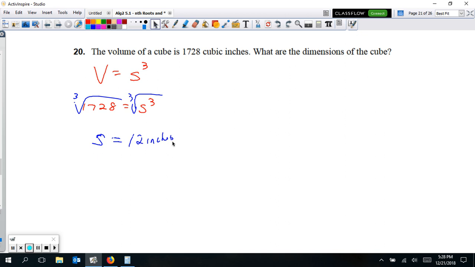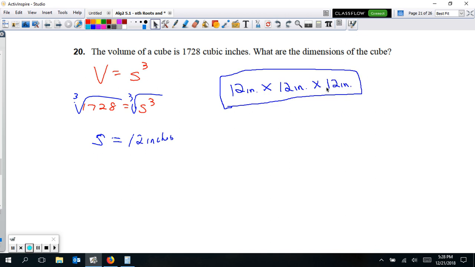So what are the dimensions of the cube? The dimensions are, three things really. It's just going to be 12 inches by 12 inches by 12 inches. That would be considered the dimensions of this. This by this. It's the dimensions of a 2 by 4. That's why it's 2 by 4 on a piece of wood. So 12 by 12 by 12 inches, because all the sides are going to be the same.